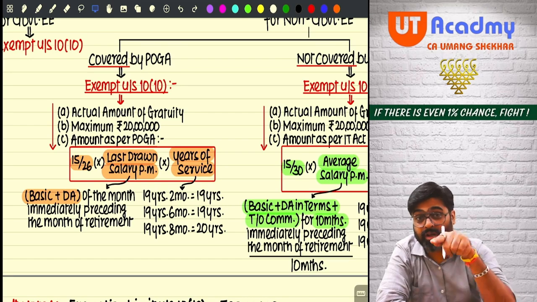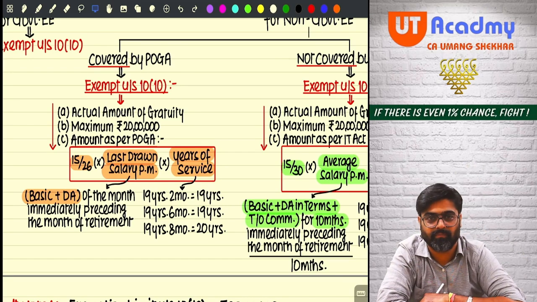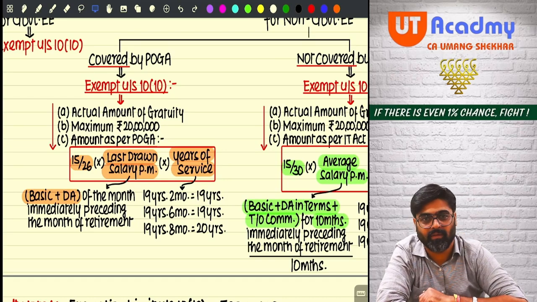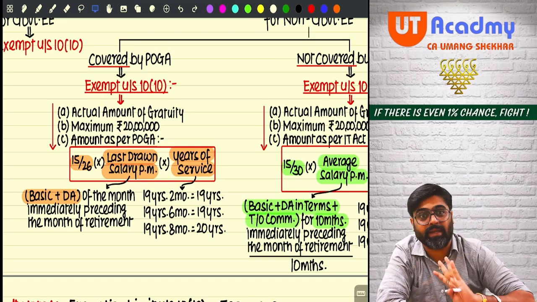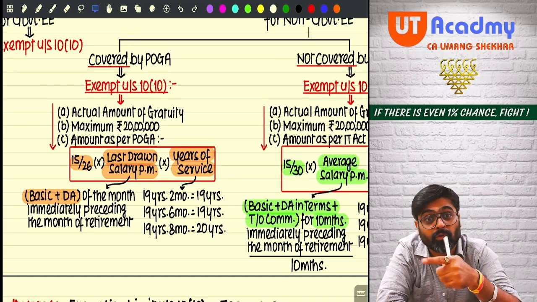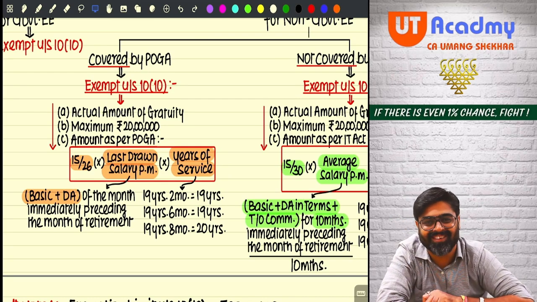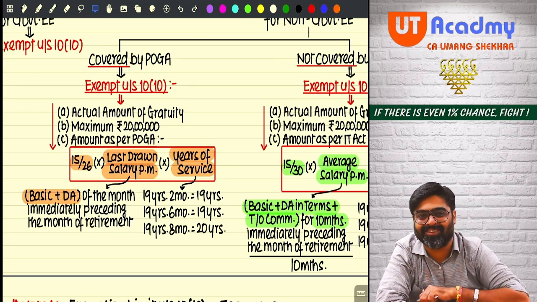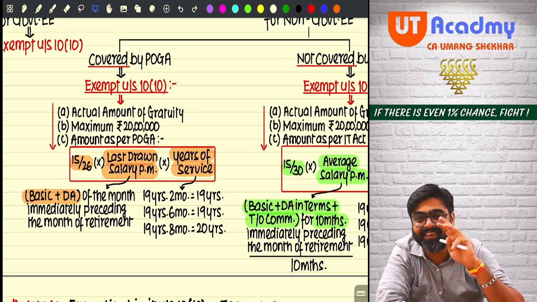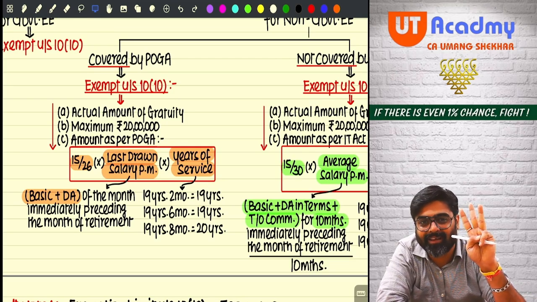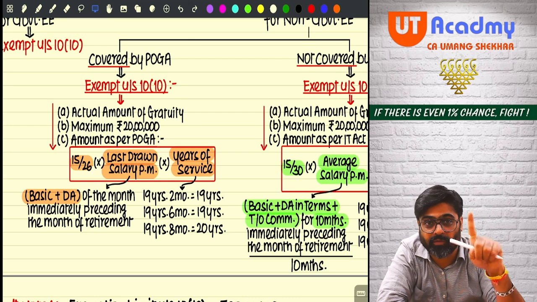So your gratuity will be exempt under section 10(10). The amount which you have received, maximum 20 lakhs, or the amount which POGA says you should get as gratuity. These three amounts you are supposed to take. One, the actual gratuity which you are receiving.